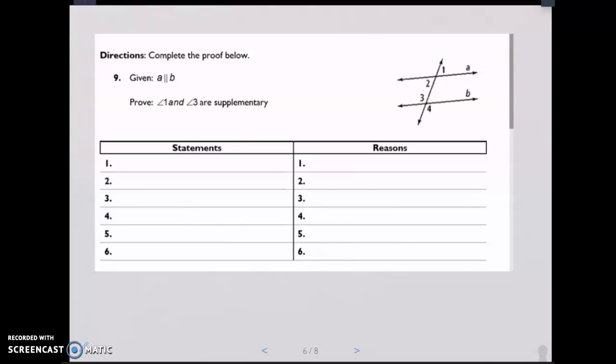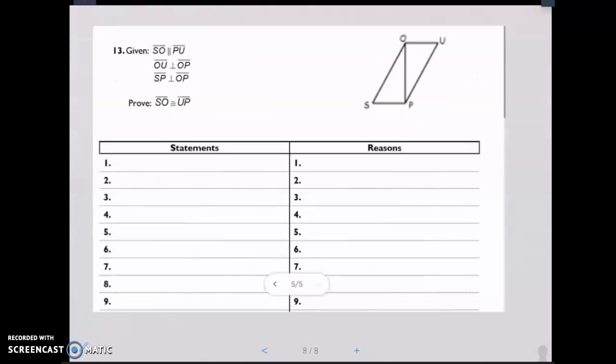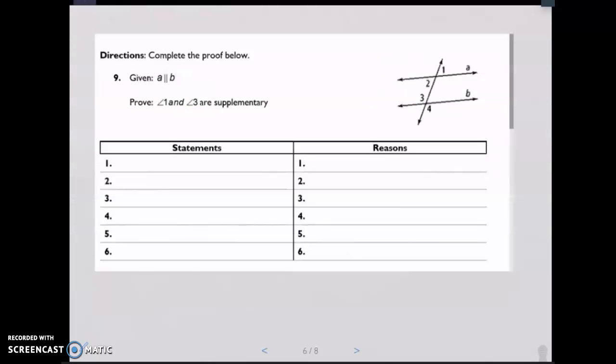All right, here we go. A is parallel to B, so we're doing 9. I think we're also doing 11, and we're also doing 13. So I'm doing 3 proofs for you here. A is parallel to B. We're going to prove 1 is supplementary to 3.